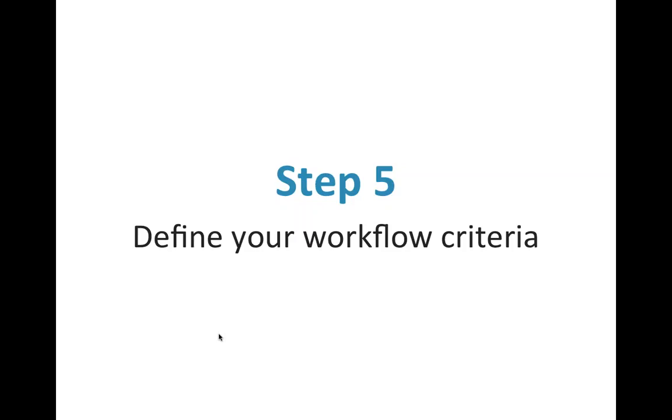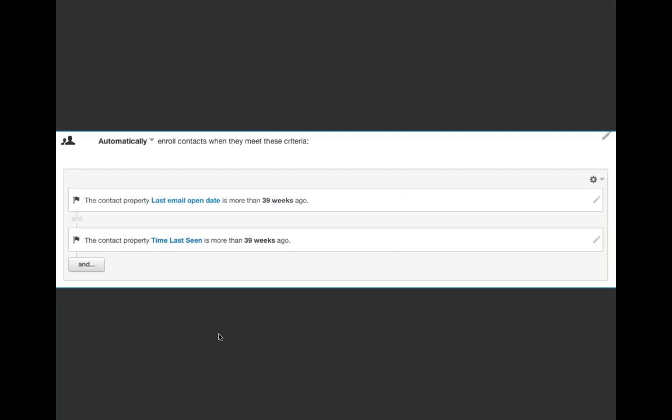Step 5 is to define your workflow criteria. So actually setting up that workflow so that this is an automated process. You don't want to be doing this manually. You want to take yourself out of it as much as possible. That's why you're paying money for automated marketing software. So let's look at what that workflow criteria looked like for us.